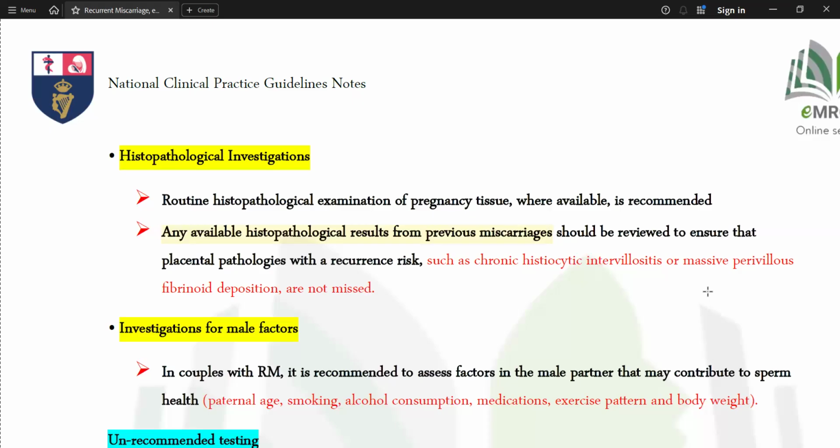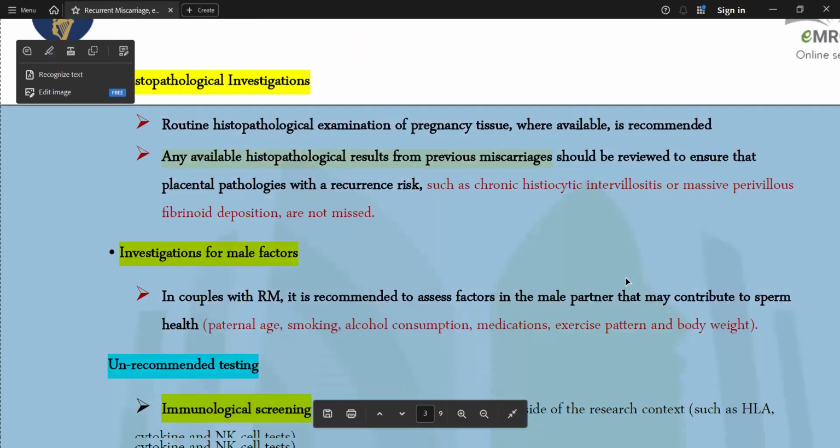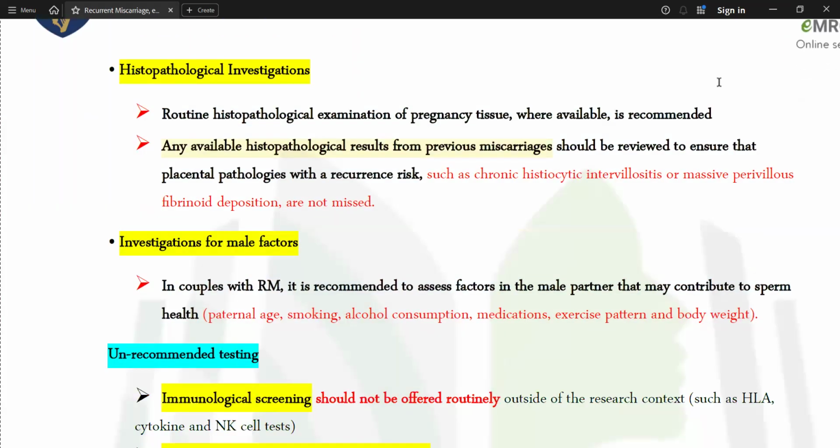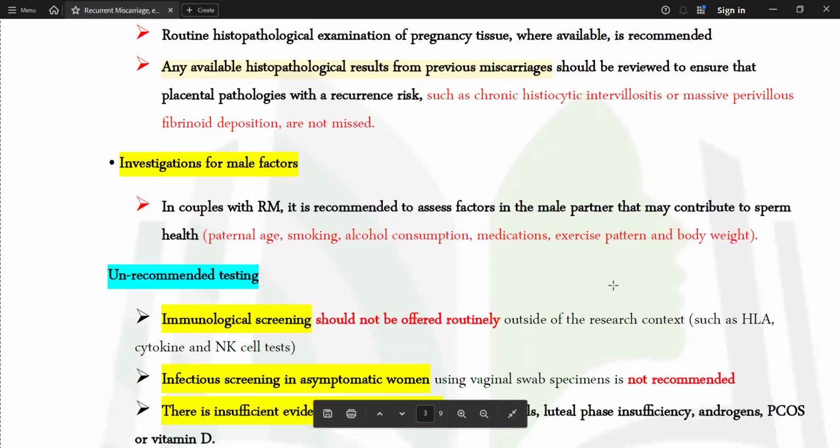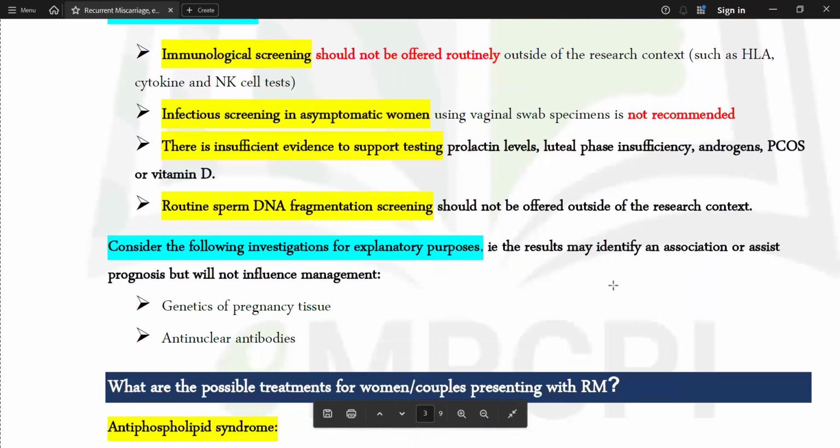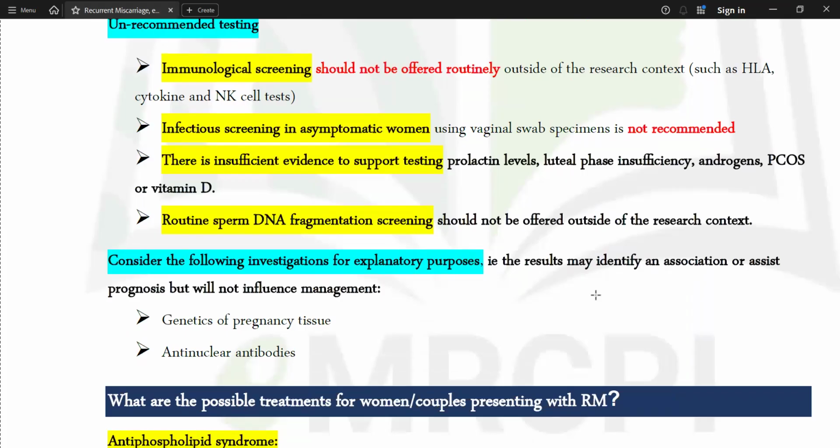We can do a sperm analysis if you are suspecting from the history of the male that he is having some risk factors that can affect the sperm health or the sperm quality. And this is a very important point because, guess what? One of the unrecommended tests for recurrent miscarriage is routine sperm DNA fragmentation screening. This is unrecommended. Okay, so this is very important.